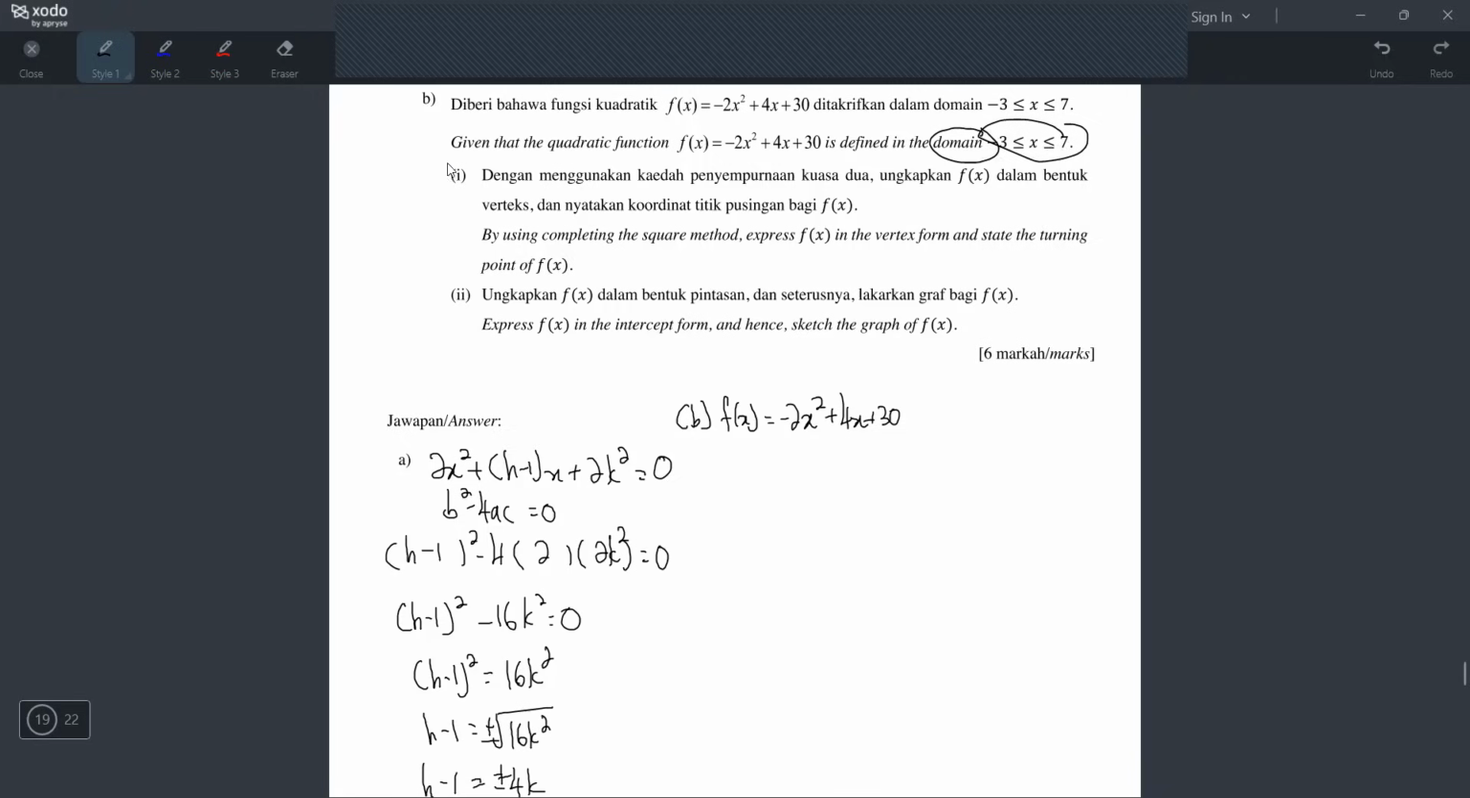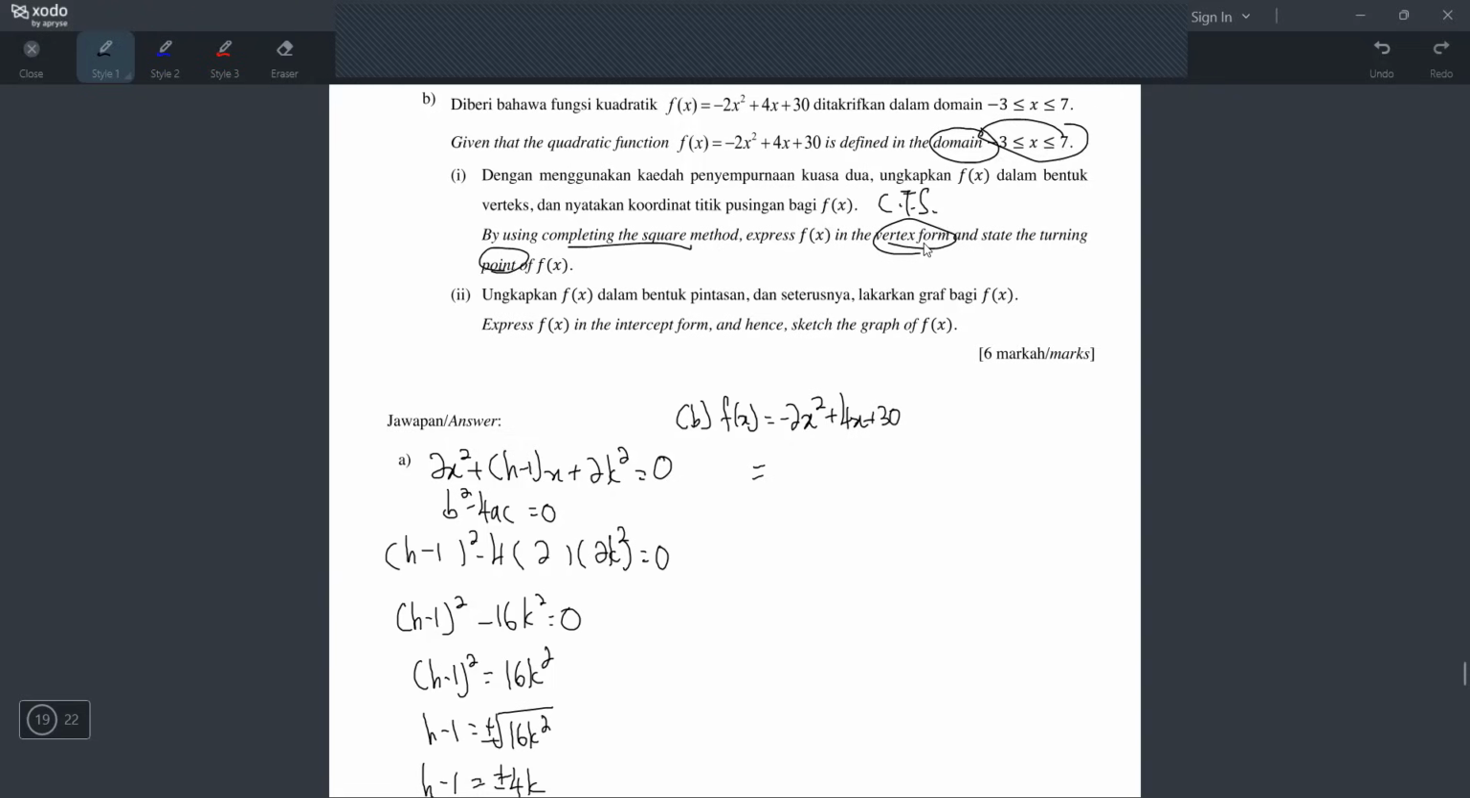Okay, question number 1. By using completing the square method, express fx in vertex form and state the turning point of fx. So how do you state turning point? Well, if you convert to vertex form, then you can take out your turning point, right? So now we just change to vertex form. Okay, how do we convert from general form to vertex form? We have to do completing the square. Okay, CTS, completing the square.